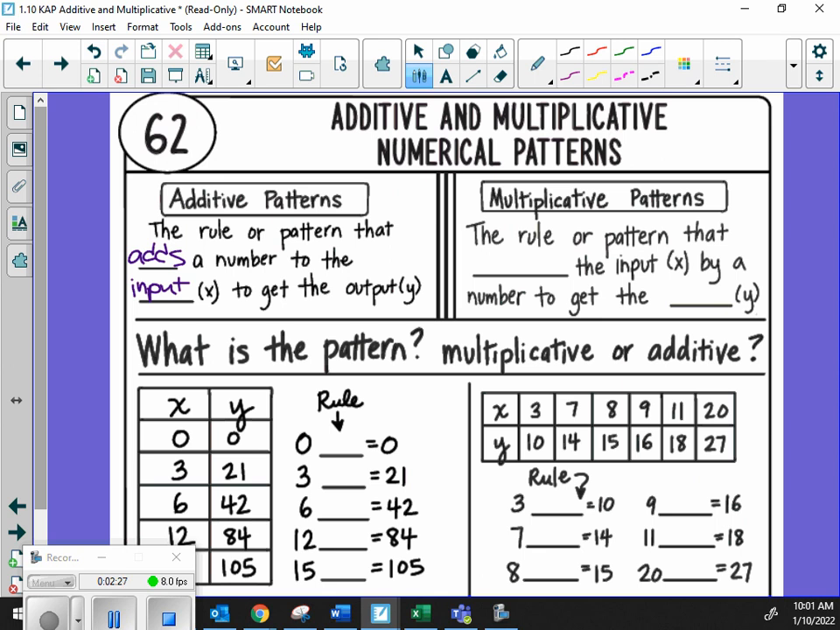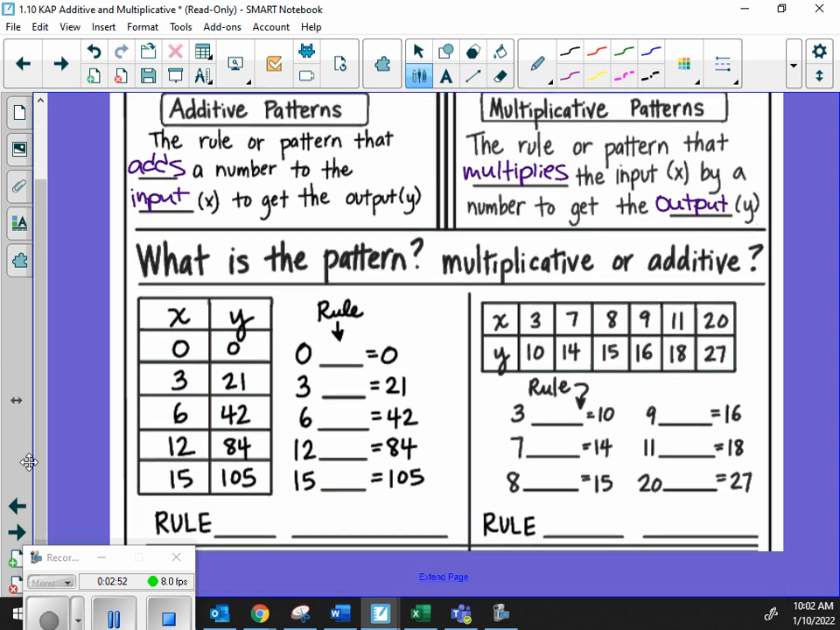In a multiplicative pattern, the rule or pattern multiplies by the input, and that's how you get your output. You can think of it like a factory or a machine, you know, like put something in, something happens, the machine does its magic, and then out comes a brand new car. So exciting. Which car? It depends on what you're doing. Okay, so we're going to look at some examples.